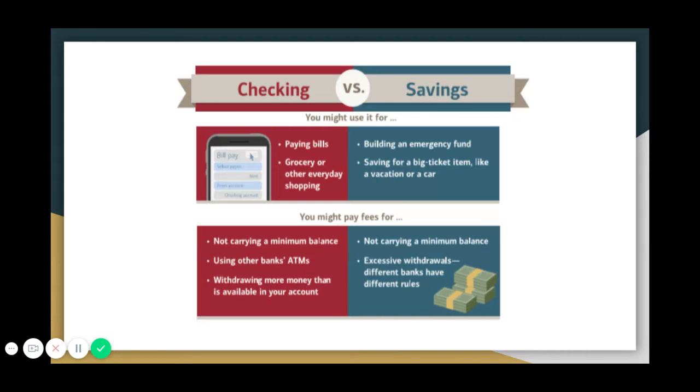Your bank may charge you fees if your checking account doesn't maintain a minimum balance, if you use ATMs outside of your bank's network, or if you withdraw more money than is available in your account. That's the overdraft fees that we talked about in the last lesson. Your bank may charge you some fees in your savings account, again, if you don't carry a minimum balance, so if you dip below a certain amount of money in your account, or if you withdraw too many times from the account.